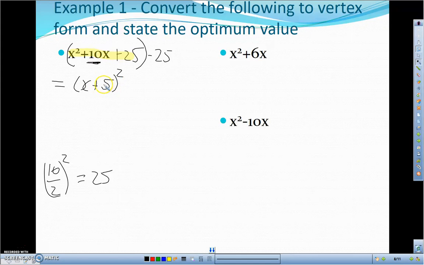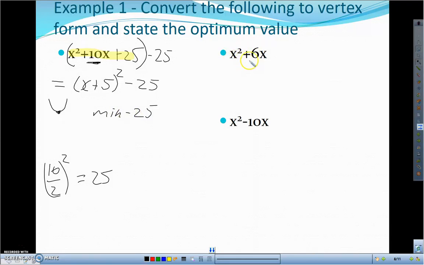5 plus 5 is 10. 5 times 5 is 25. And then this minus 25 is still here. What you should have remembered from Unit 2 was that this value on the end is also the maximum or minimum. Outside here, it's a positive, so that means that the parabola opens upwards, and this is a minimum. So this is a min of minus 25.